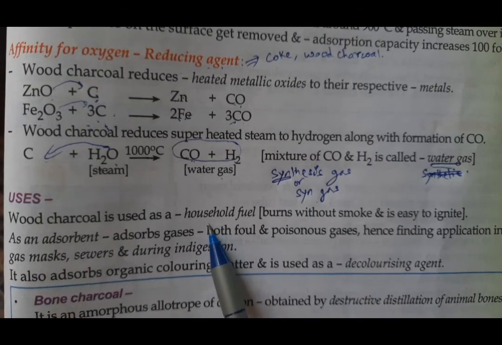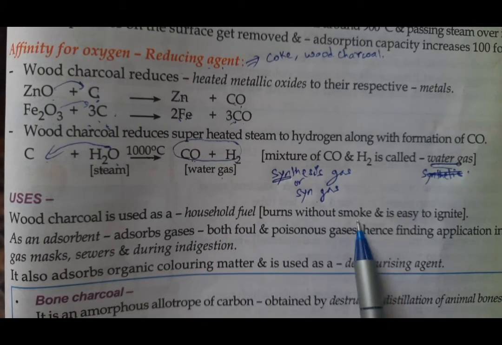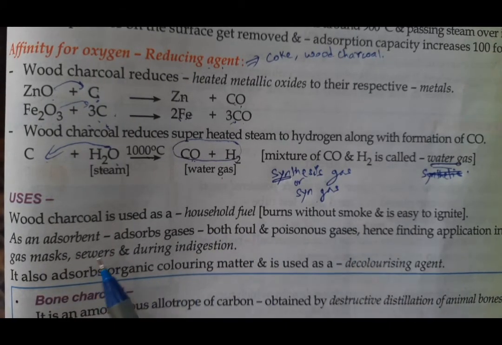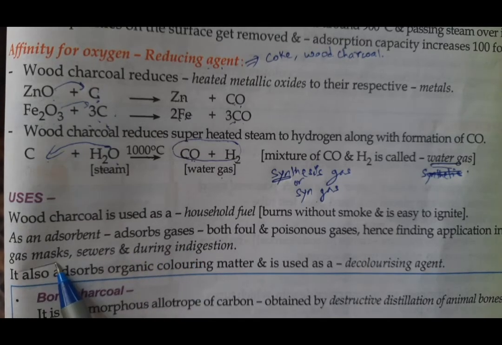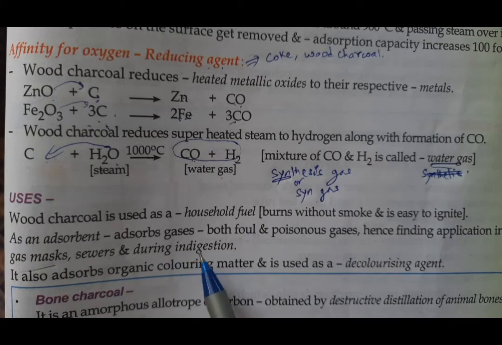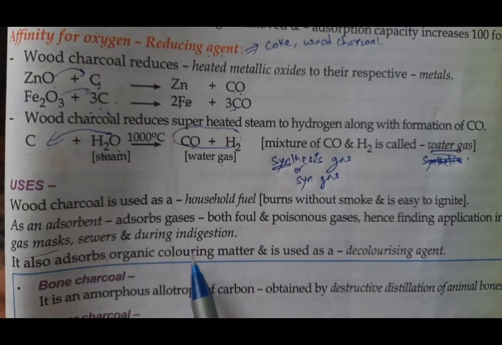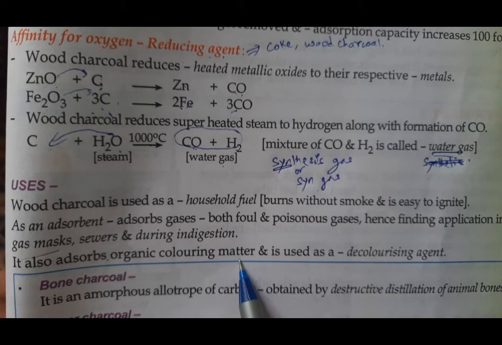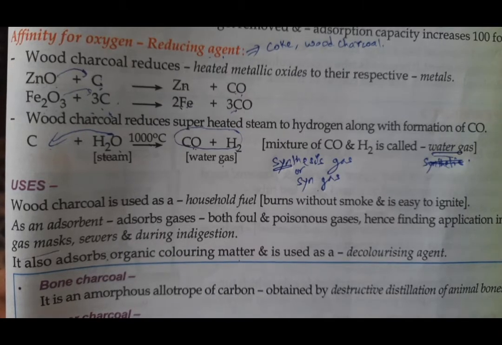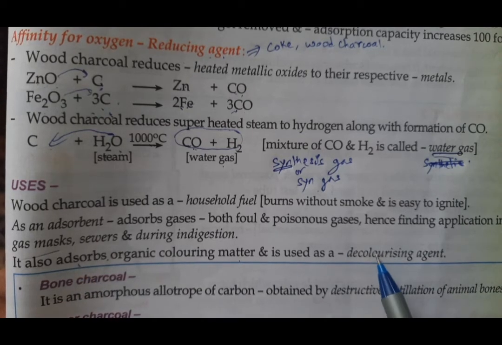Wood charcoal is used in household fuel, burns without smoke, and it is easy to ignite. And it is used as adsorbent, as I said, in gas masks. It is written out here also, gas masks. And during indigestion also it can be used. And it is even used as decolorizing agent. So what is the meaning of decolorizing agent? It absorbs organic coloring matter. It adsorbs on the surface because it's a surface phenomenon. So it is used as decolorizing agent.